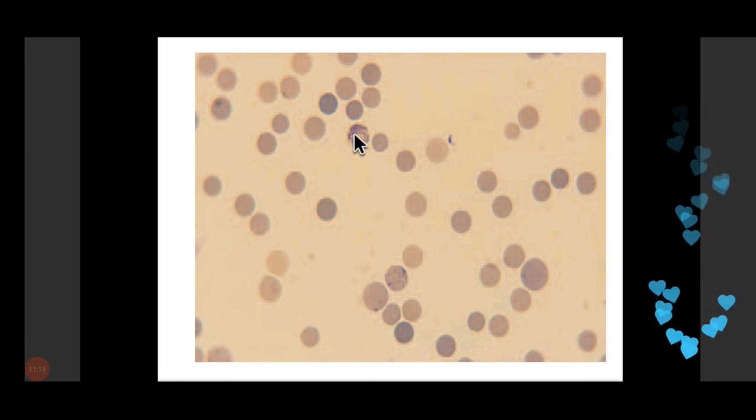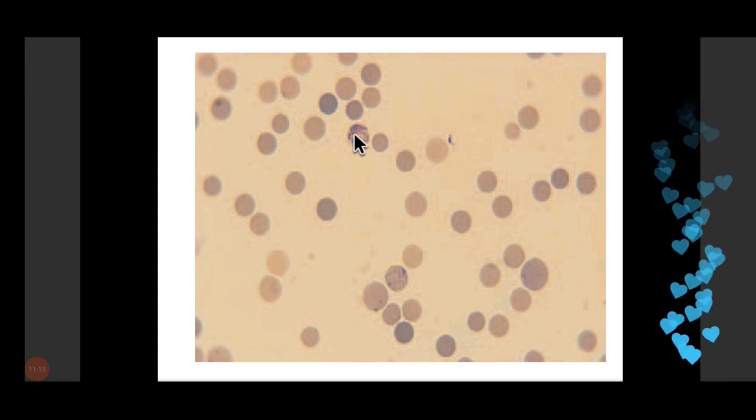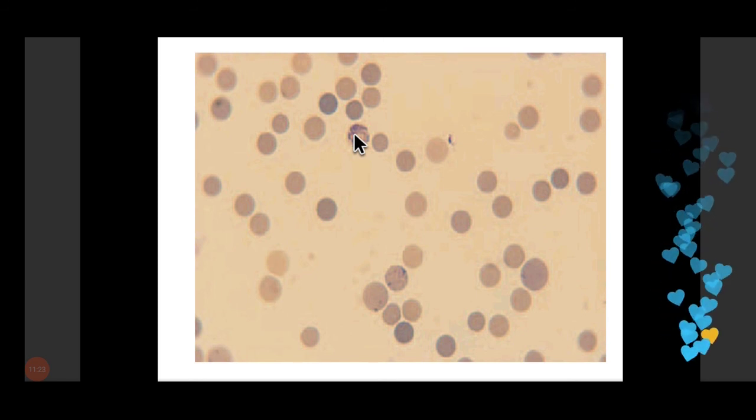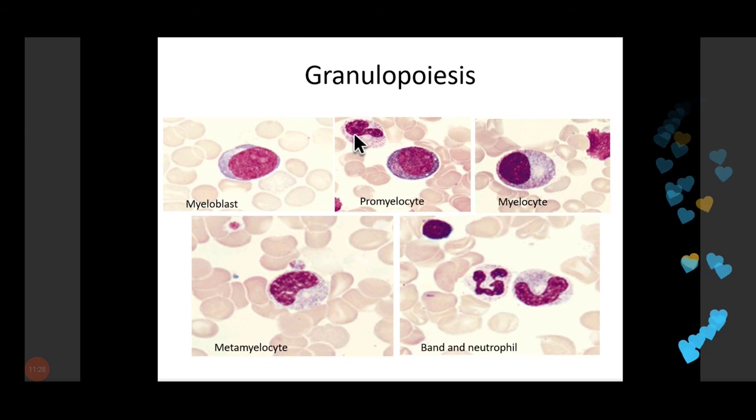This is one of the supravital stains, brilliant cresyl blue. You stain it and then you will see it there and then. This is your reticulocyte preparation. Okay, that was all about your red cells.